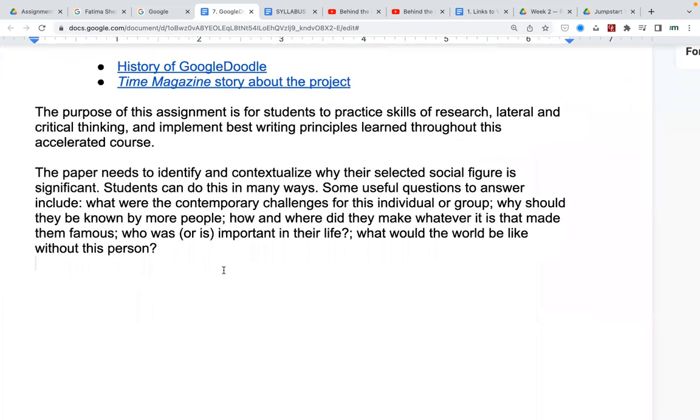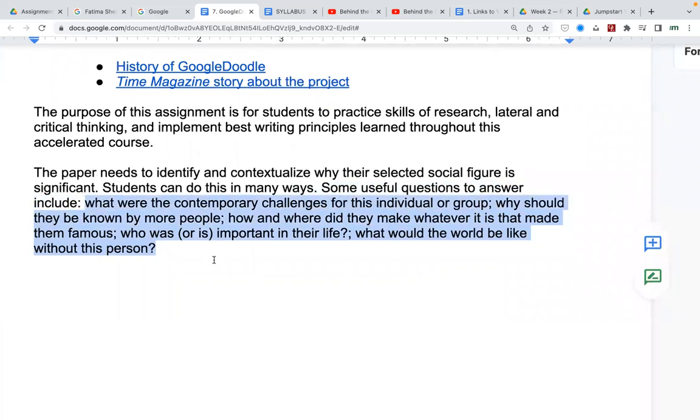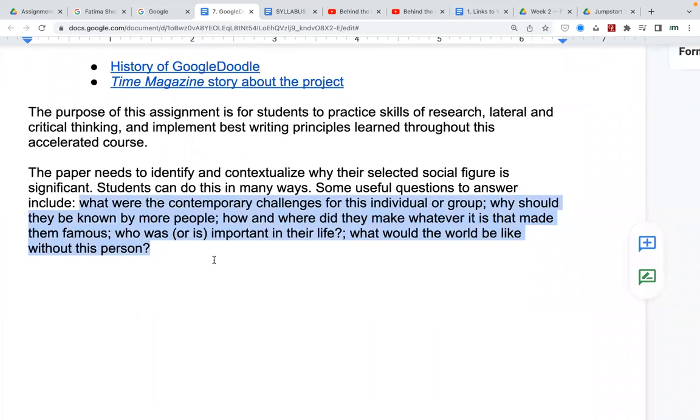Okay. In presenting whoever you choose, some key questions you can ask. What were the challenges that individual or the group faced? Why should they be known by more people? How and where did they make whatever it was that made them famous?